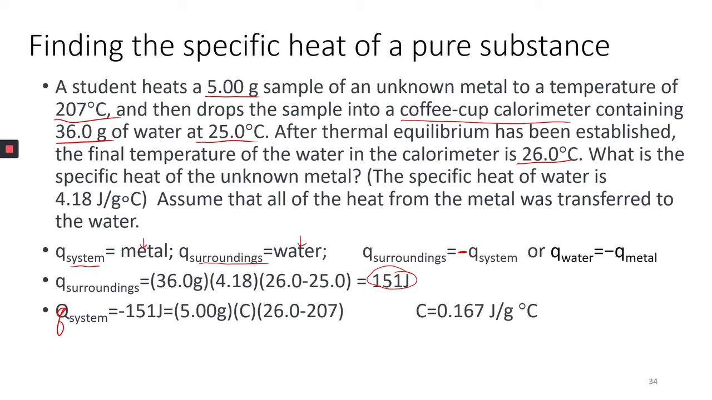So if Q of the water is 151, it absorbed that much heat, then the metal lost 151 joules. So our Q of the metal is negative. We plug in all of our things and then solve for C. And we get, this is C of the metal. And then normally you'd have like a data table. You could look it up and see what metal it is.